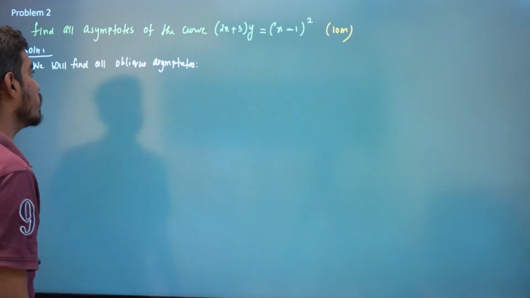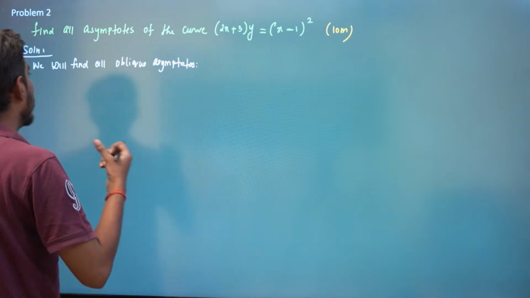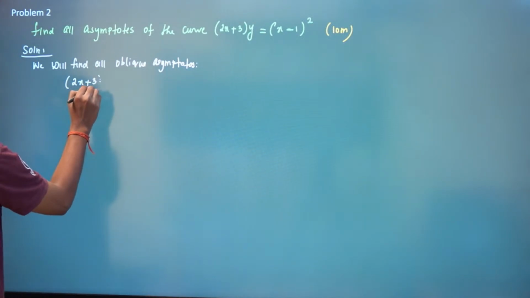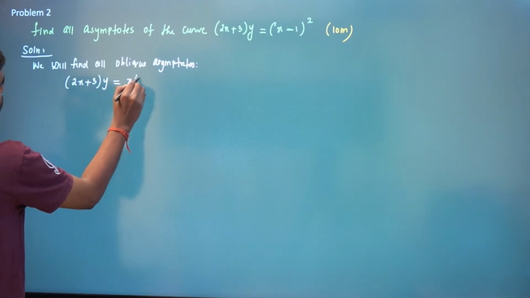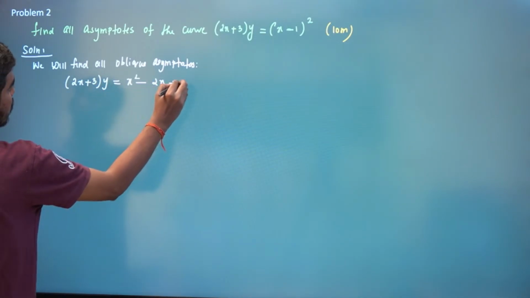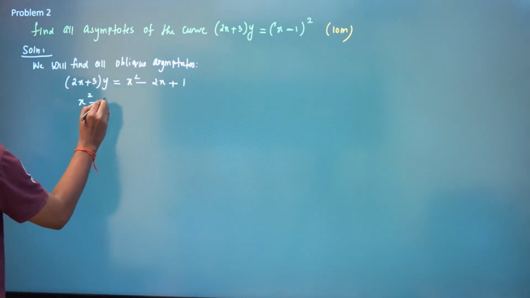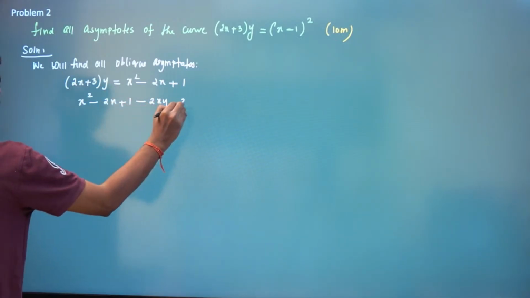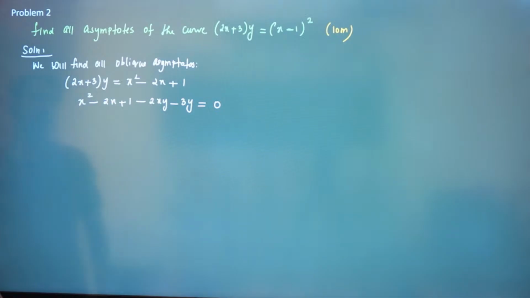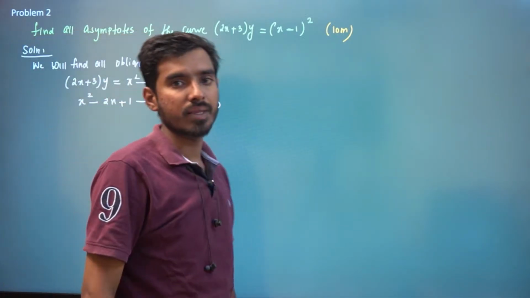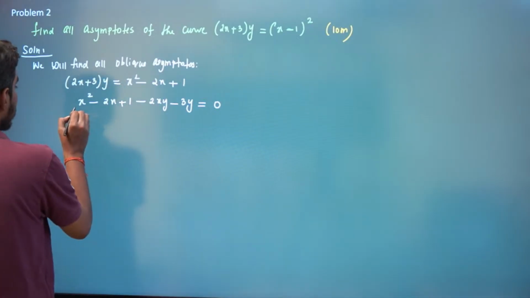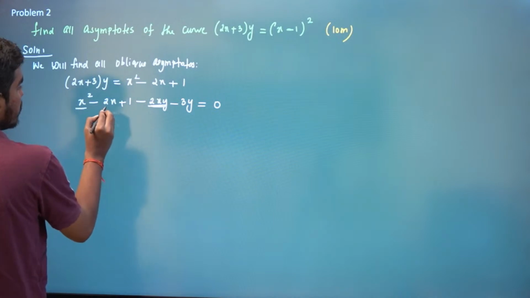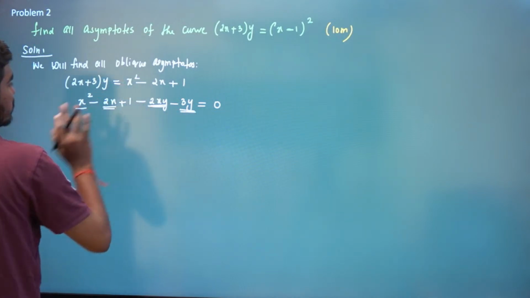So first what you have to do is collect all the degree terms. Here I simplify: 2x plus 3 times y is equal to x square minus 2x plus 1. So we have x square minus 2x plus 1, and then we have minus 2xy minus 3y is equal to 0. Here we have degree 2 terms, degree 1 terms, and a constant term. These two are degree 2 terms, and these two are degree 1 terms, and this is the degree 0 term.